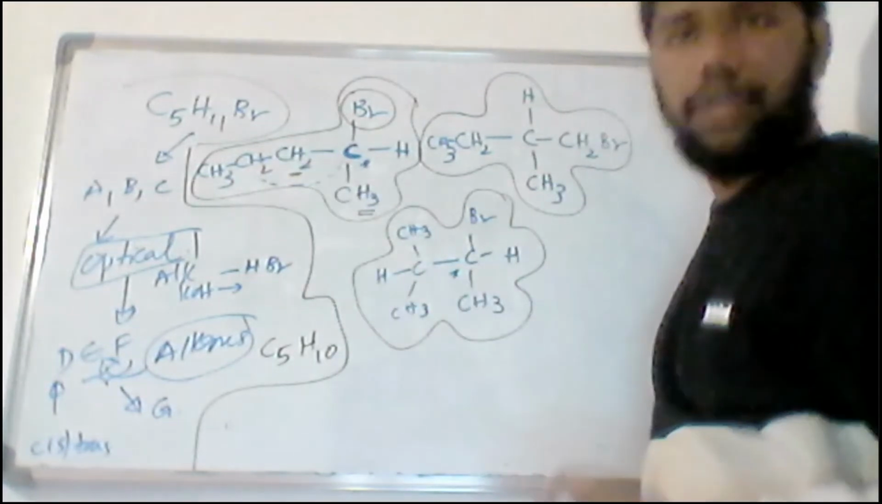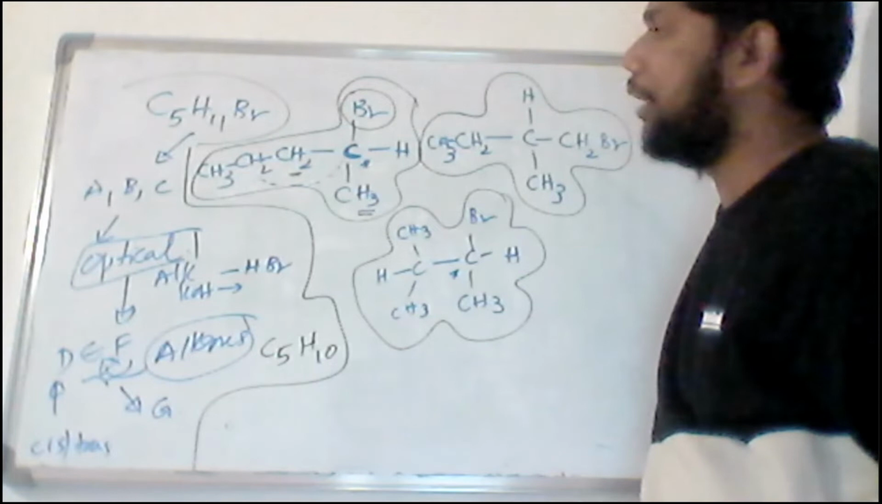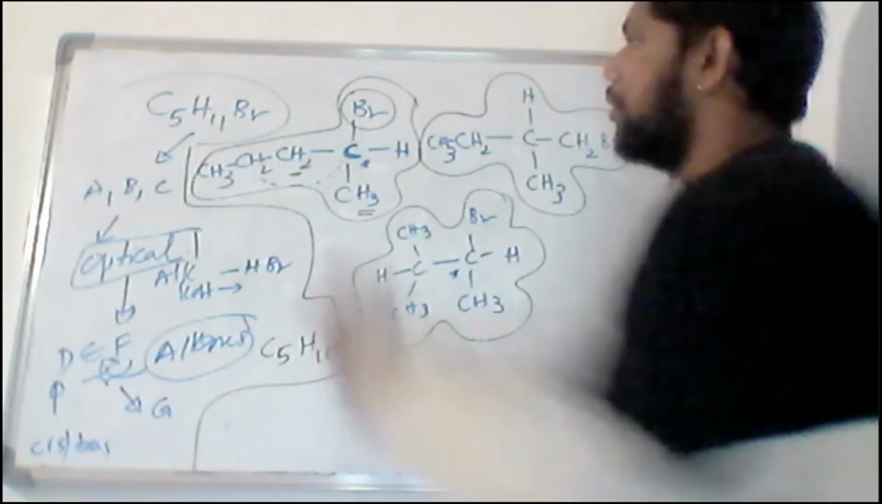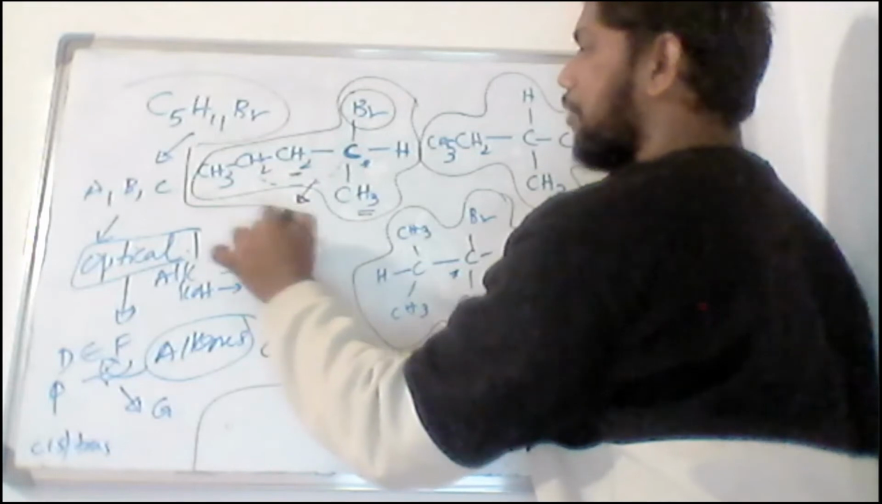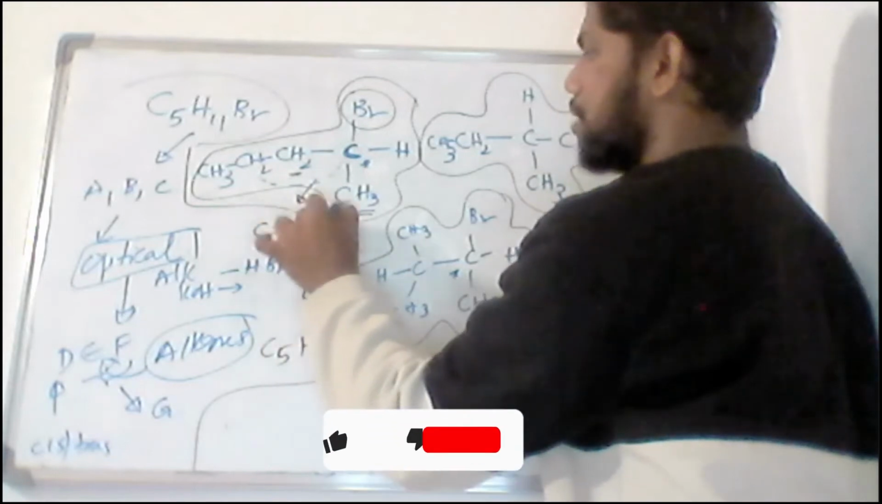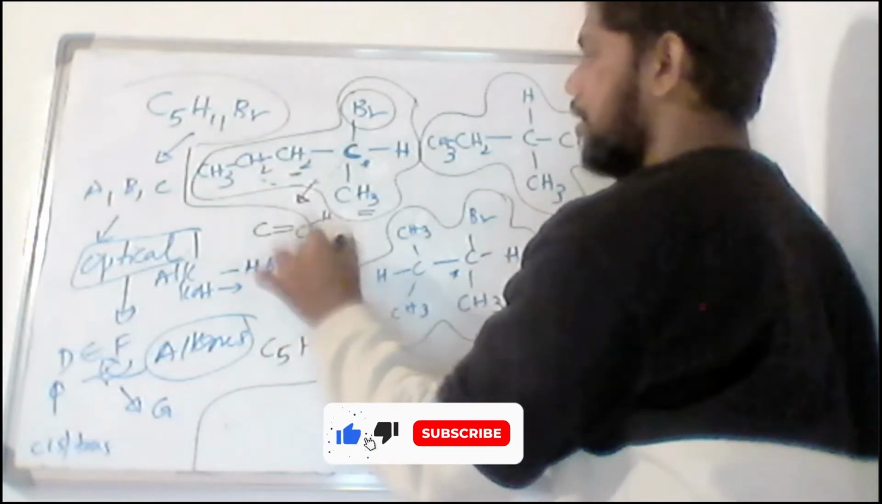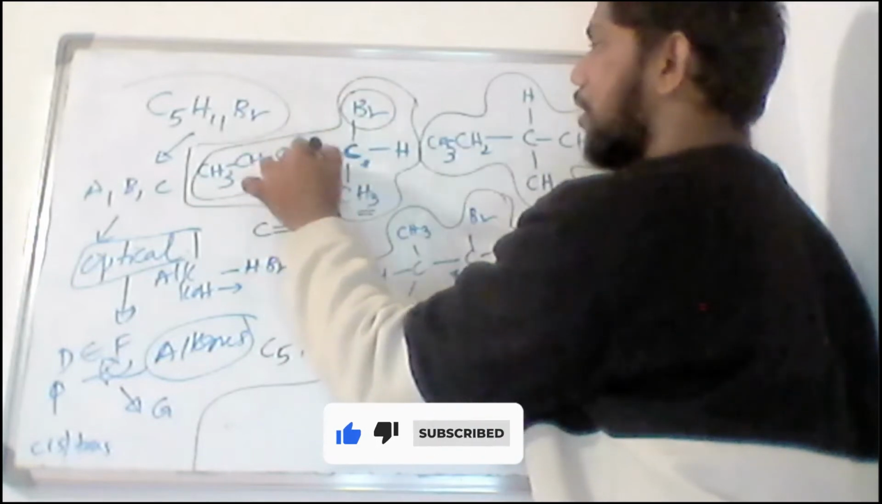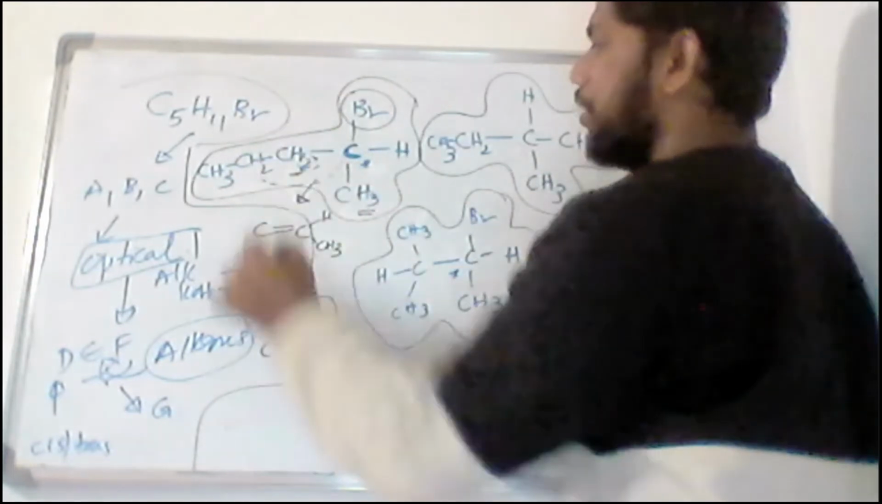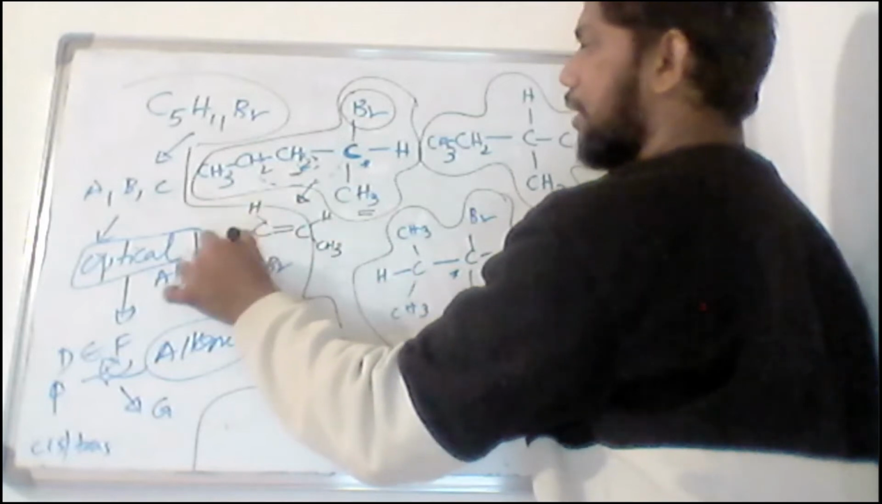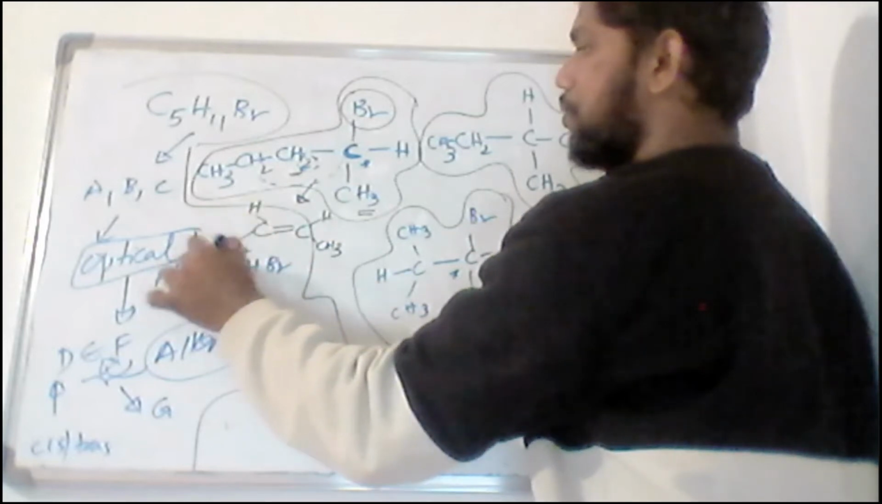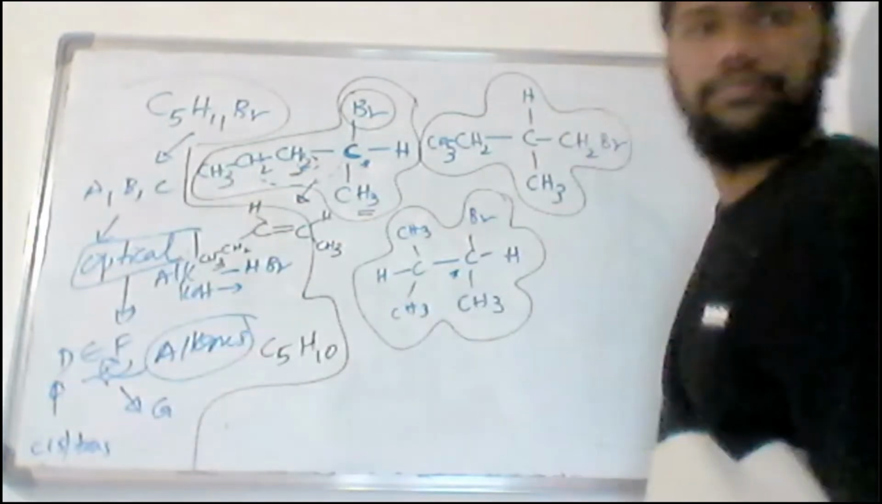But you know, according to the Zaitsev rule, it should go from the minimum. So there will be this compound that is going to form. There will be a double bond between this carbon, this CH3, this bromine, and one of this hydrogen will be removed. So there will be hydrogen like this, and there will be CH2, CH3 like this.